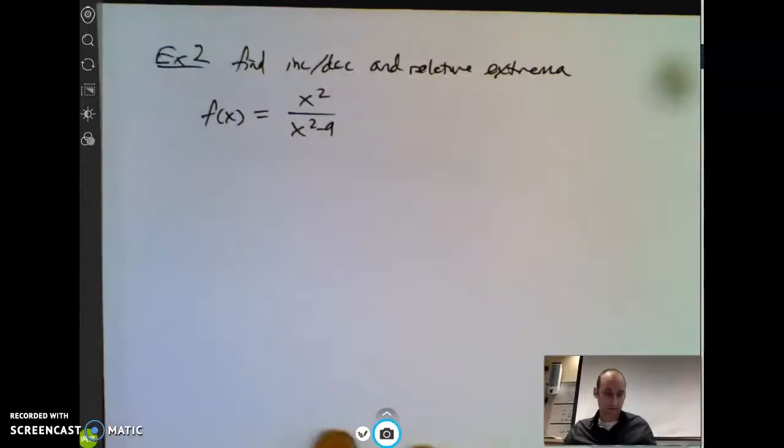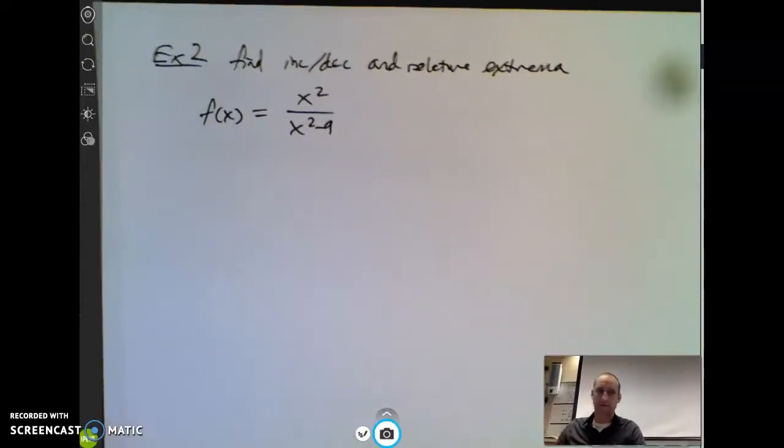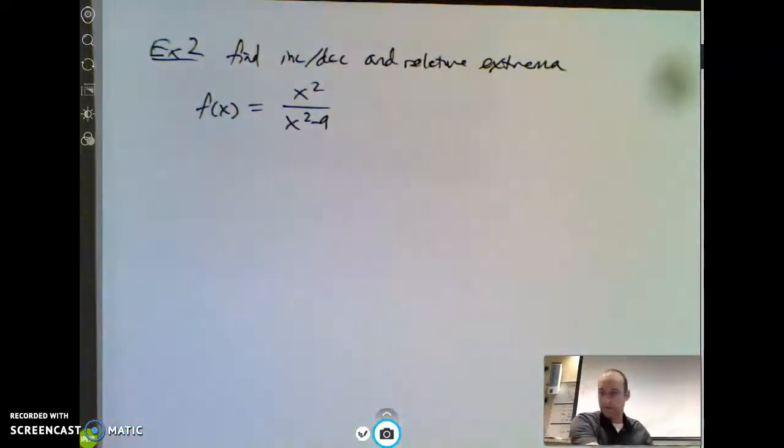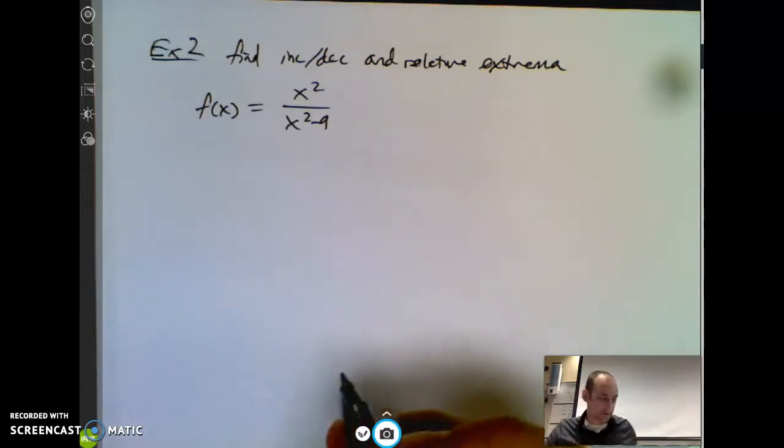All right, so here's a couple more examples to make you better at these. Same directions. Find where it's increasing and decreasing, and find any relative extrema. So this is going to be a little harder in the derivative sense. I want to show you one that's a little more difficult.